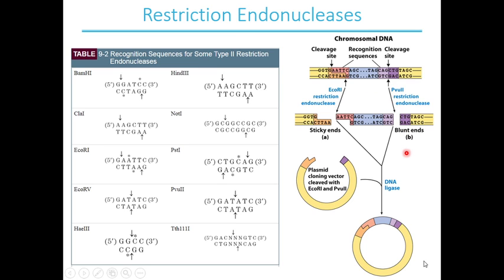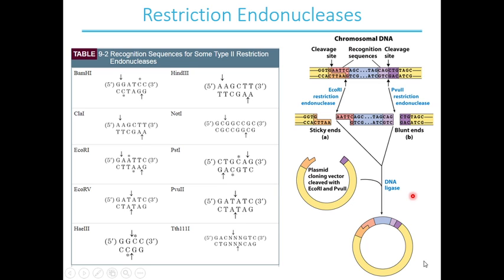In addition to restriction enzymes, the second type of enzymes that are important for DNA recombinant technology are called DNA ligases. And the application of DNA ligase is in pasting a gene to a specific cloning vector. So restriction endonucleases are used to cut a specific part of the gene from the source organism, and DNA ligases are used to paste that specific gene to a cloning vector of your choice.